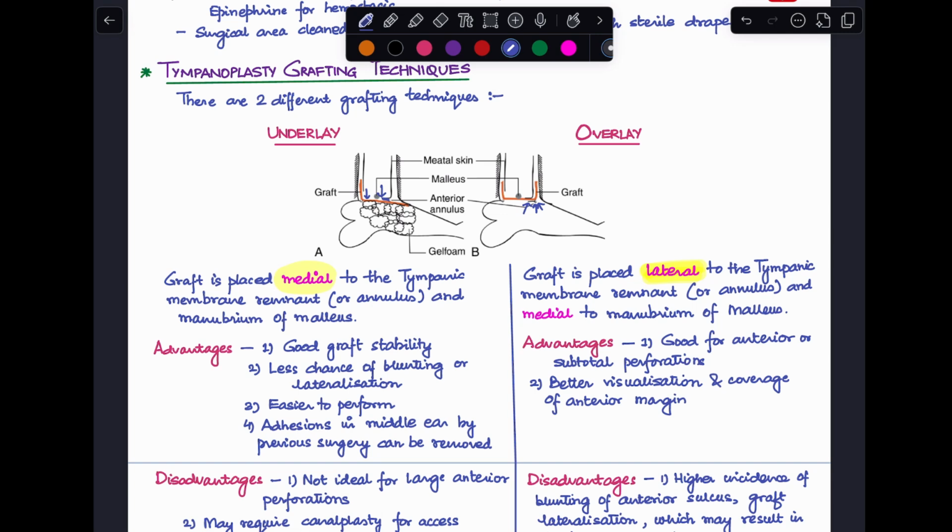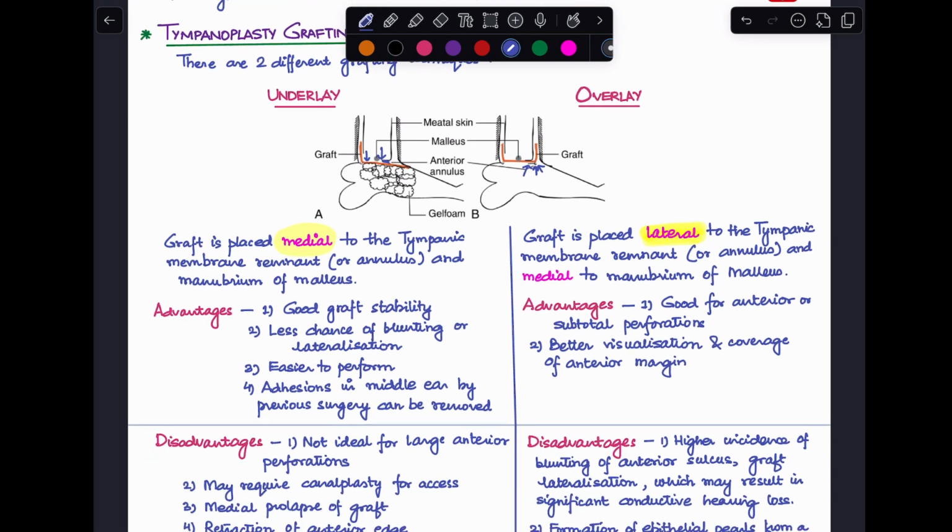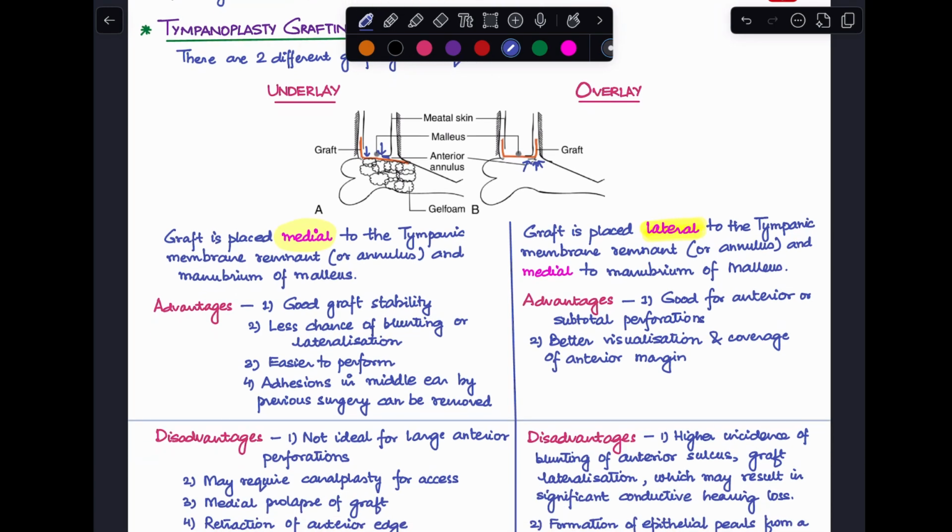Now, each of these techniques has its own advantages and disadvantages. So, for the underlay technique, the advantage here is that it has good graft stability. There is less chance of blunting or lateralization. It is much easier to perform compared to the overlay technique. And adhesions in the middle ear from previous surgery can be easily removed here.